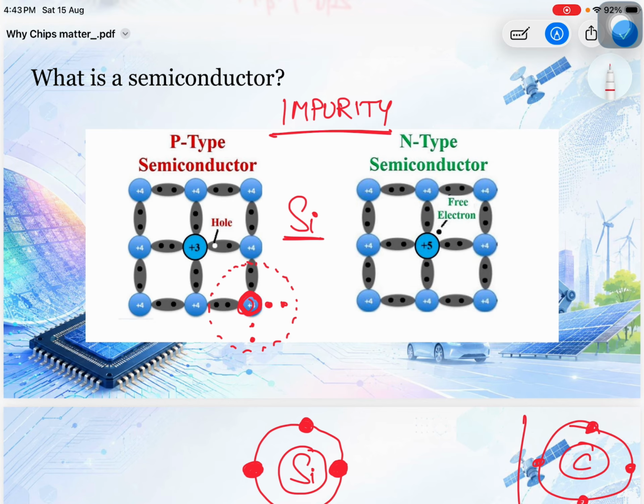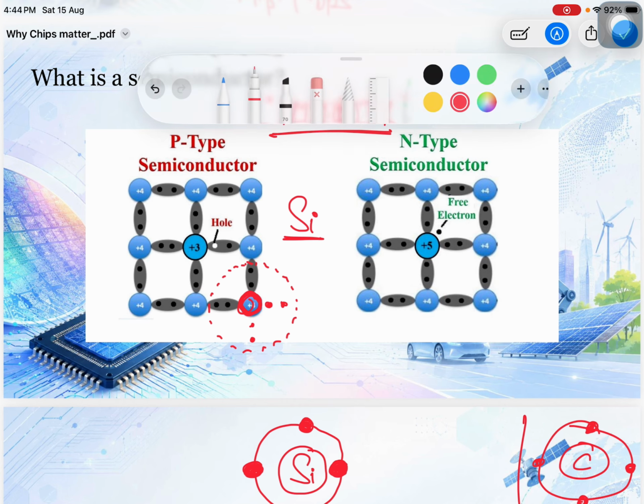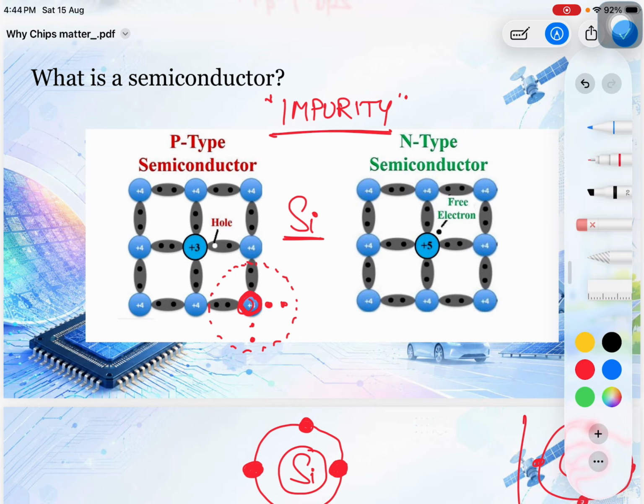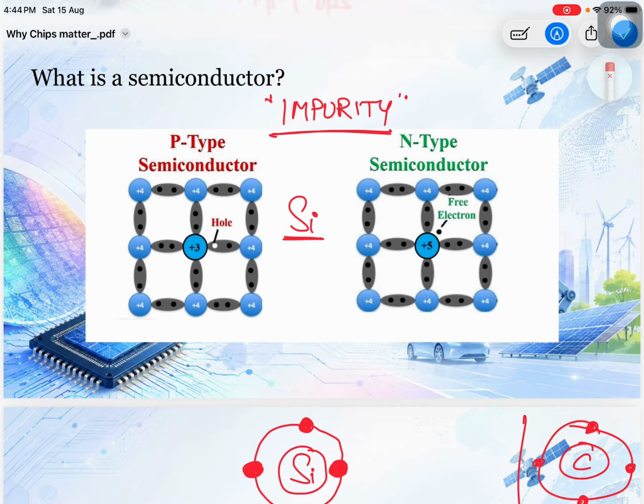Now we were talking about impurity. Impurities are of two types: one is positive type and one is negative type. Similarly, we gave them names, p type and n type. We will first deal with p type. P type is simply positive type.